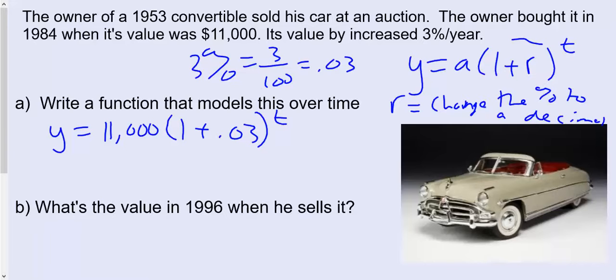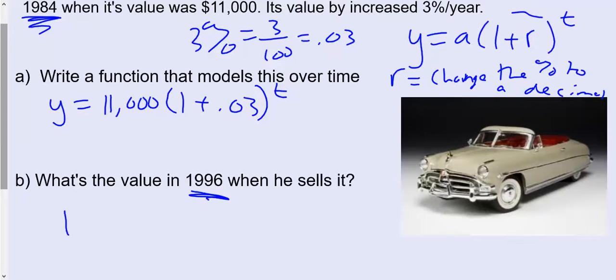Okay, so what's the value in 1996 when he sells it? So how many years has he owned the car? So it doesn't matter that it's a 1953 convertible. Don't let that number distract you. He bought it in 1984, and then he sold it in 1996. So that means 12 years have passed. So we're going to go 11,000. And then 1, you can put the 1 plus 0.03 together. You can add those together to get 1.03. I'm going to rewrite that because it looks very sloppy. And then t is the number of years, so there's been 12 years that have passed.